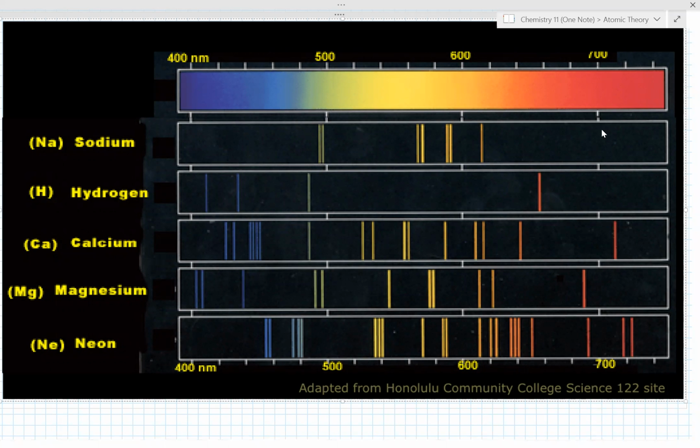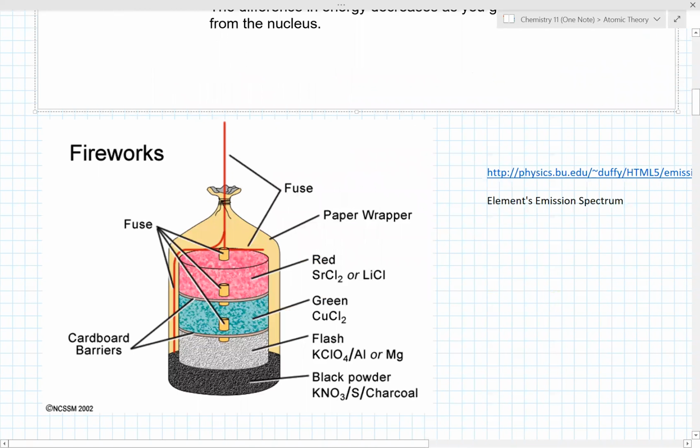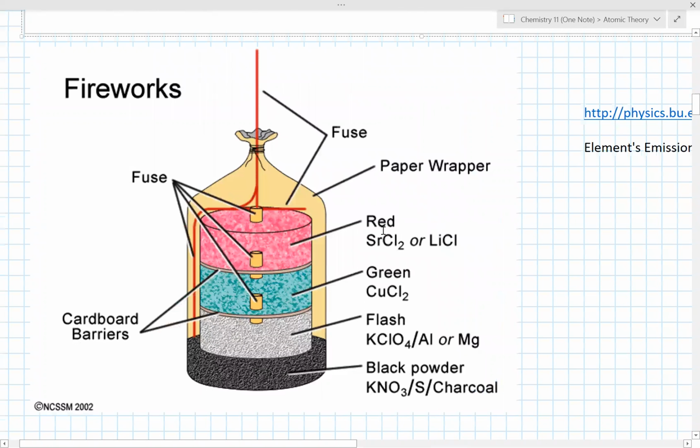Okay, now because of this phenomenon, the most common use for this type of idea is fireworks. So why do we get different colors in our fireworks? It is because they're mixed with different chemicals, and because different chemicals have different spectra, you get different colors when the elements are excited. So if you see a red color the next time you see fireworks, it's characteristic of strontium. Copper would be a green color.